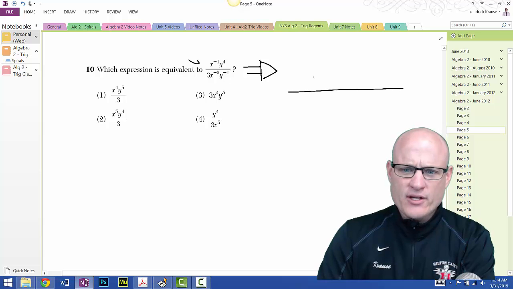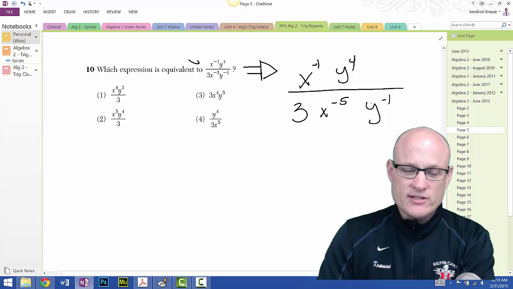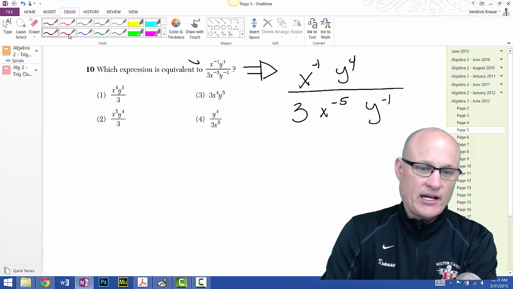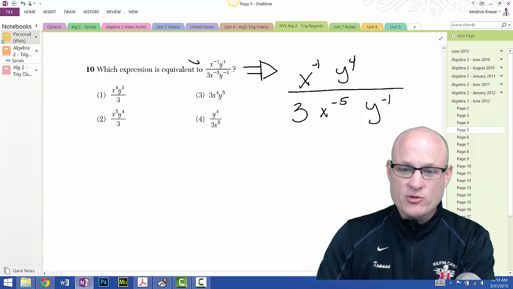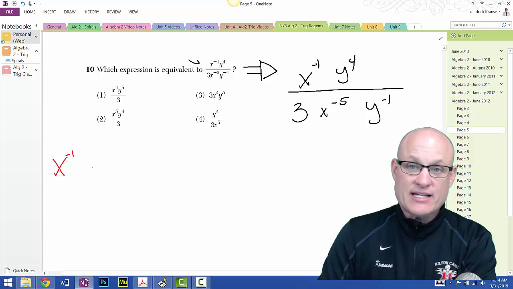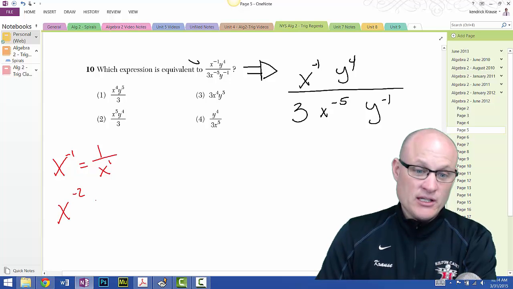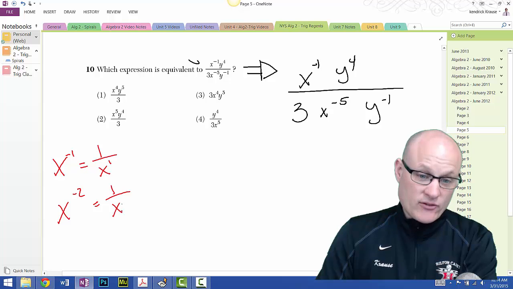All right, let's rewrite this. I'm going to rewrite it like this: x to the -1, y to the 4th, over 3x to the -5, y to the -1. Notice how I separated the 3 from the negative 5. They have nothing to do with each other. Now, negative exponents. I've said this a million times. Every time you watch a video of mine, you're going to see this. x to the -1 is 1 over x to the +1. x to the -2 is 1 over x to the +2. x to the -3 is 1 over x to the +3.